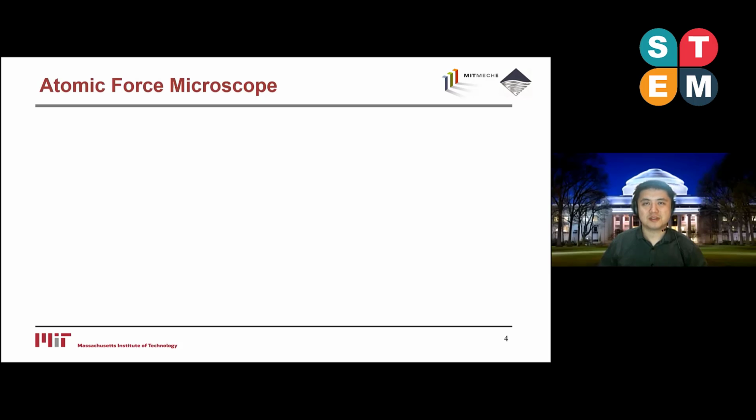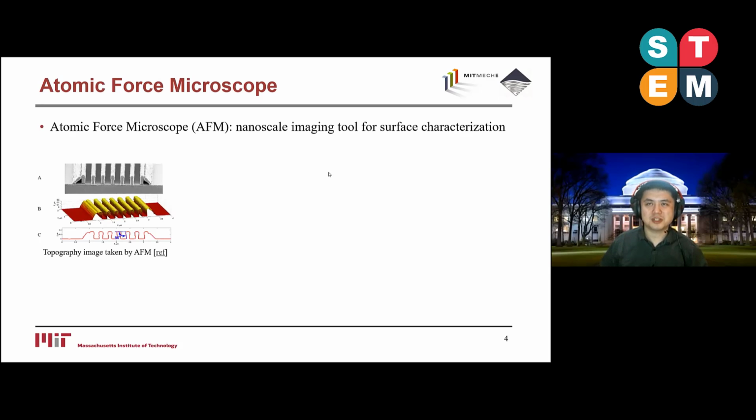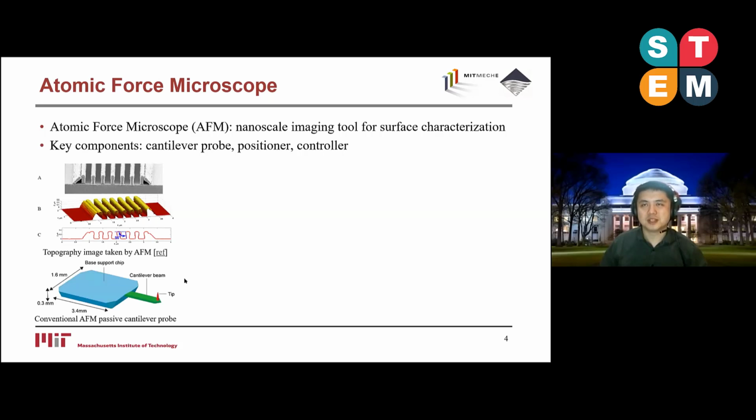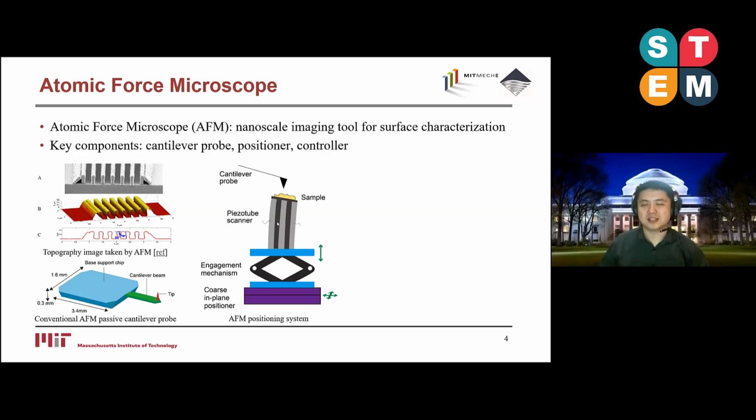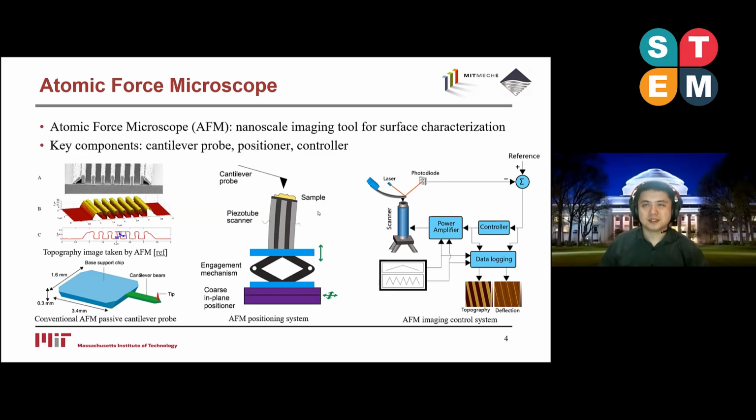So, atomic force microscope. I'll give a brief principle overview for those who are not familiar with this instrument. It's a nanoscale topography imaging tool for surface characterization. In its basic form, it creates a 3D height topography image of the sample surface with sub-nanometer resolution. The key components of an AFM include the cantilever probe, a nano-positioning system, with a coarse engagement system on the base and a high-resolution scanner at the top, and also an imaging control system centered around the cantilever as well as the nano-positioner.